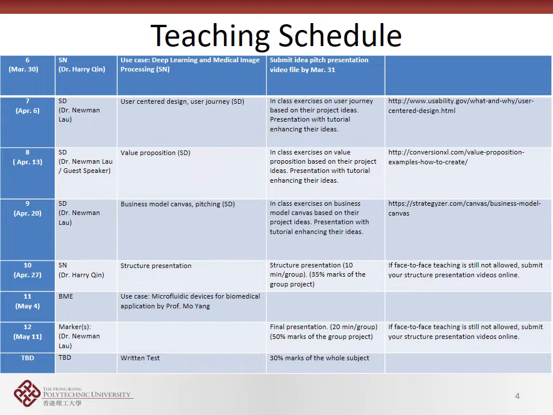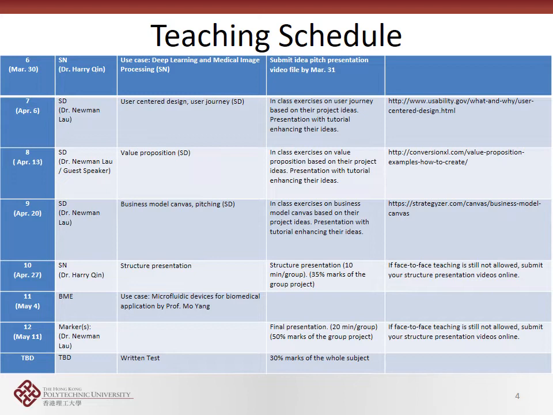And in week 9, Dr. Newman Lau will introduce, as mentioned, the business model and the pitching. Then in week 10, you will give the structured presentation. It is a part of your group project. And I will introduce the details of the structured presentation later.